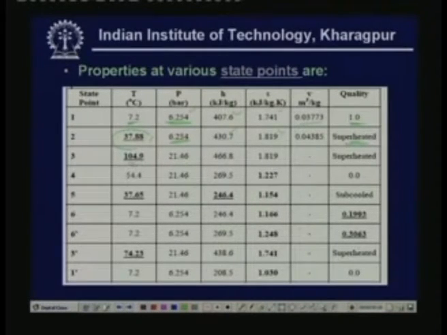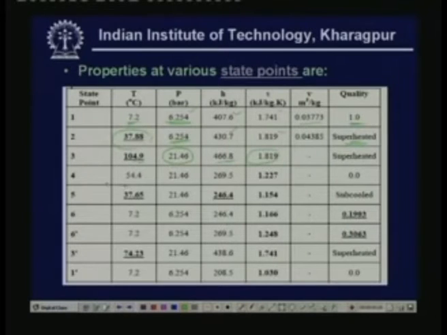And point 3 is the exit condition of the compressor. So, what do we know at this point? We know the pressure, because this is nothing but the saturation pressure at 54.4 degrees centigrade, and we also know the entropy, because this is an isentropic process. So, S3 is equal to S2. From the known values of pressure and entropy we find the other properties like enthalpy and temperature. The temperature works out to be 104.9 and enthalpy is found to be 466.8 kilojoule per kg.